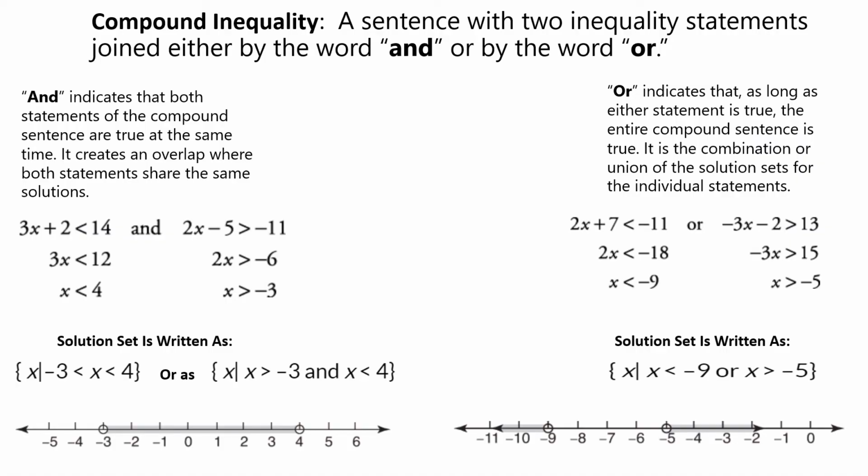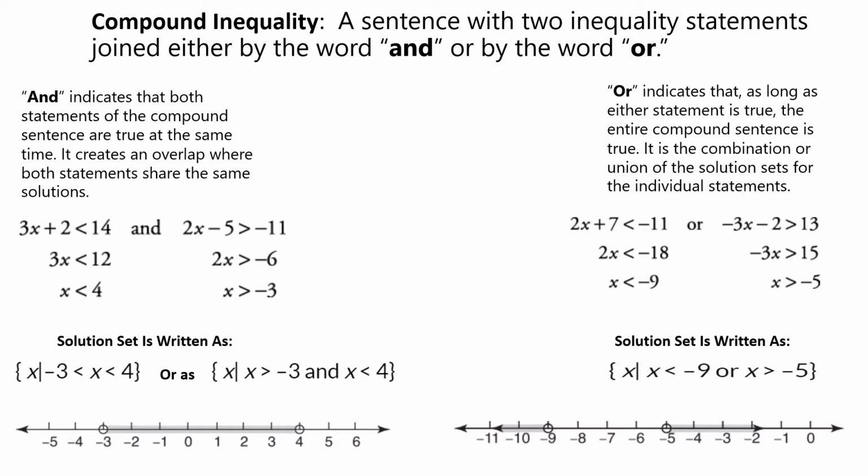Compound inequality. So what exactly is it? It's a sentence with two inequality statements joined either by the word and or by the word or. When we have the word and, this means that both statements of the compound sentence share the same solution. So they're going to be true at the same time.